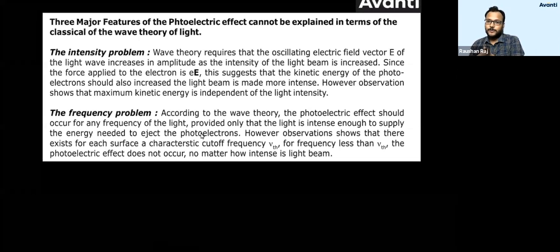When we increased the frequency, electrons came out of the metal. And when we increased the intensity after that, the number of electrons increased. That gave us a sense that energy is not related to intensity but to frequency. And then we gave the photon theory of light, that light consists of photons, and the number of photons is related to the intensity.